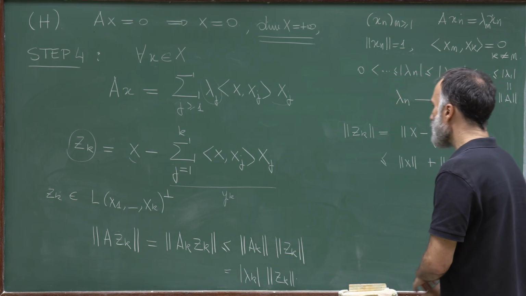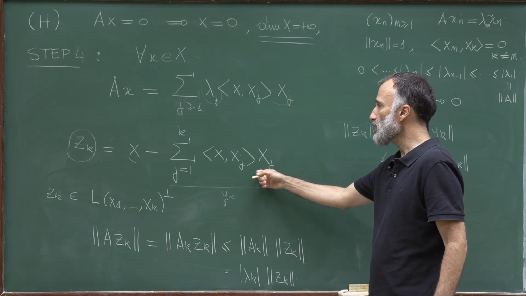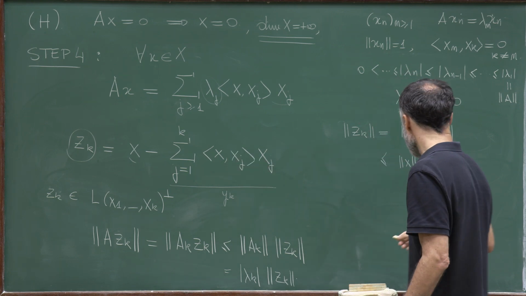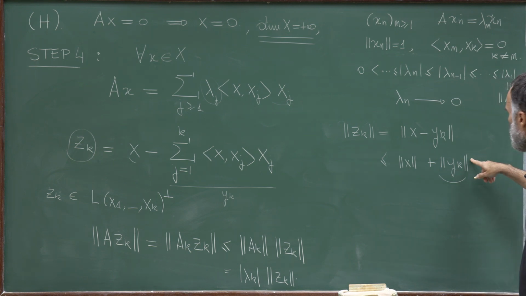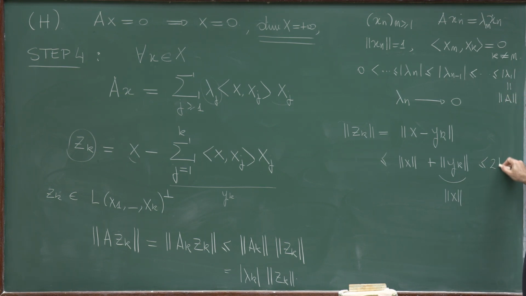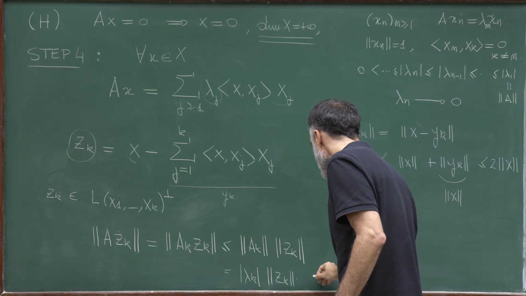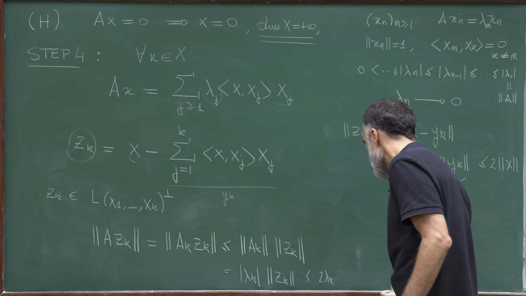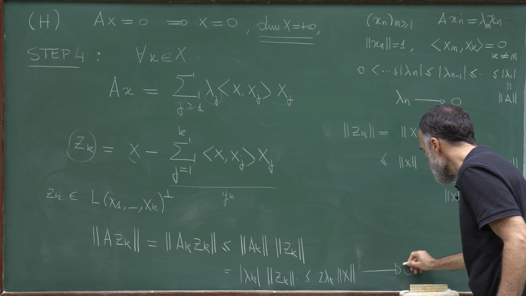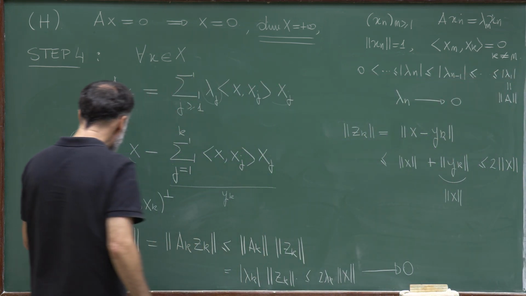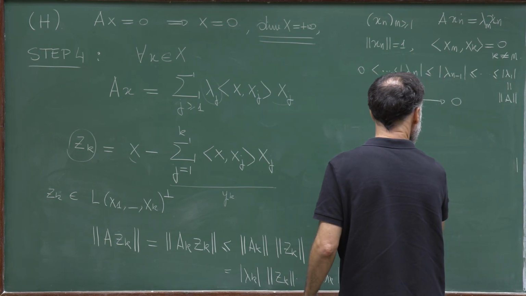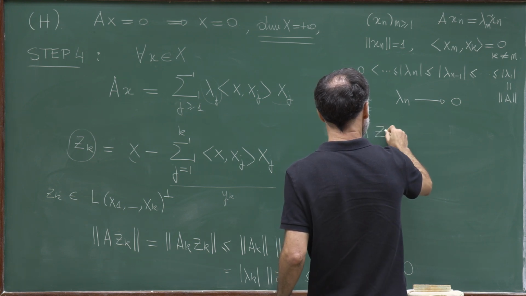And if you compute, you know that by Bessel inequality the norm of yk is bounded by the norm of x. Or by a direct computation, by computing the square of the norm, you can show that the norm of yk is bounded by the norm of x. So we have that the norm of zk is bounded by 2 times the norm of x. And so this is bounded by 2 times lambda k times the norm of x. And we know that lambda k converges to 0, so this expression is converging to 0. So we proved that a zk converges to 0.